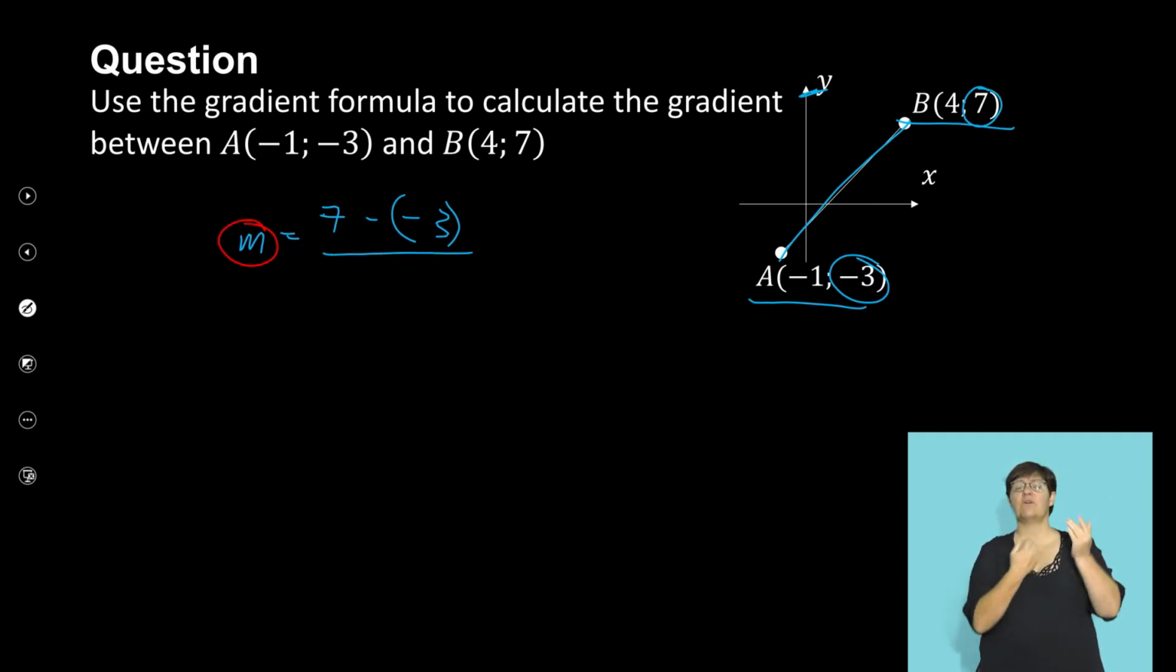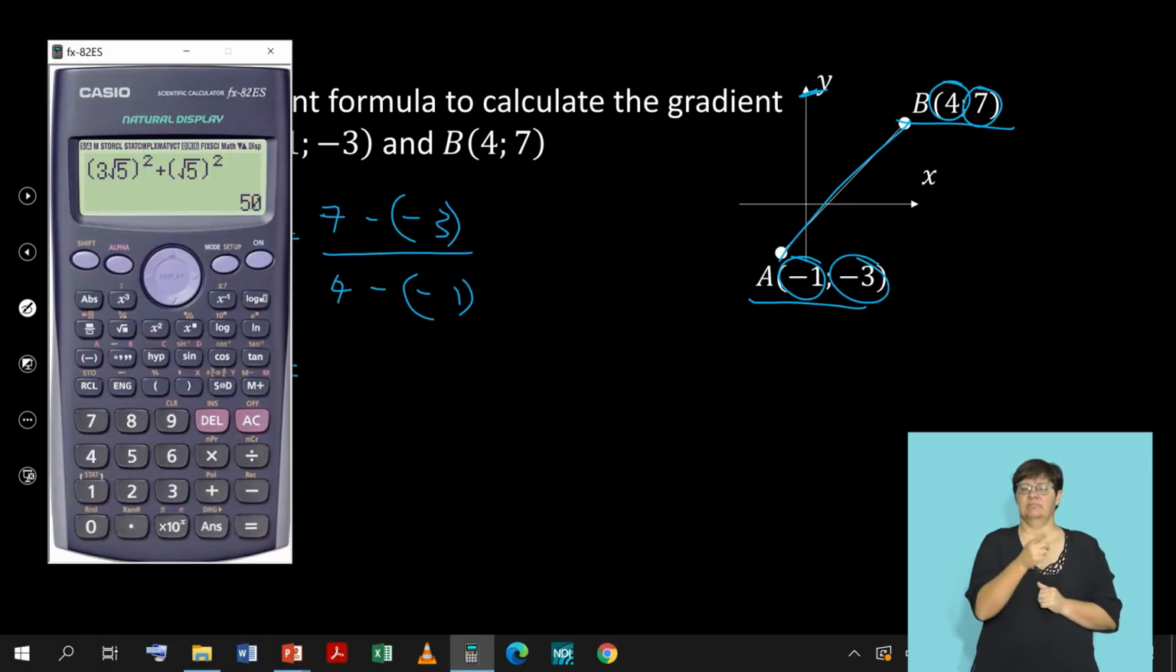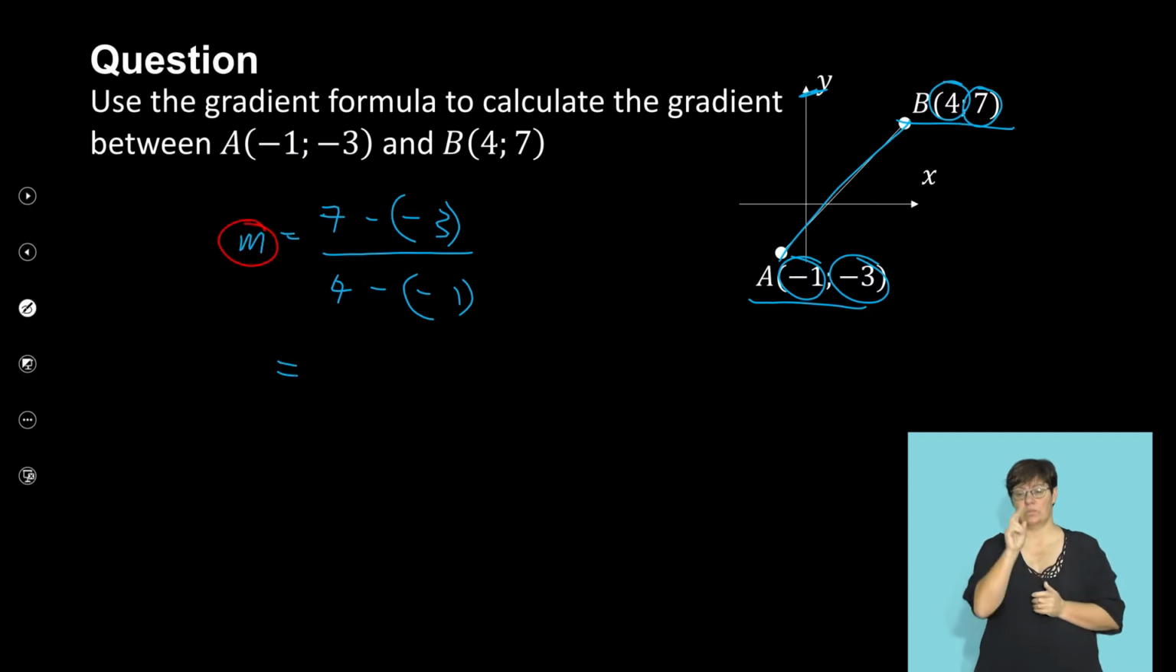What am I going to divide it by? I'm going to divide it by the x value of the second point, and I'm going to subtract the x value of the first point. Again, I'm going to put it in brackets there. And let's go to our calculator. I'm going to go 7 minus 3, and at the bottom I'm going to go 4 minus 1, and what we get is 2. And so this line has a gradient of 2.